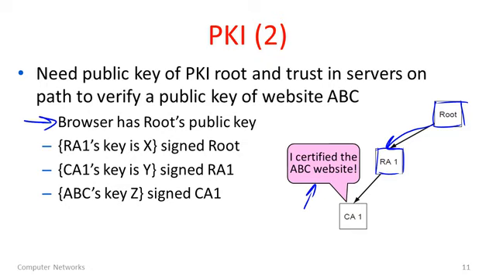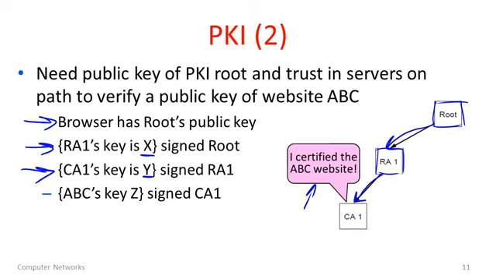So in fact, the root can make a statement to say that RA1's key is X, some key X, and sign it using its key. Now you can check this because you have the root's public key, so you can check that this statement has been certified by the root, in which case, if you trust the root, you will believe that RA1's key is X.